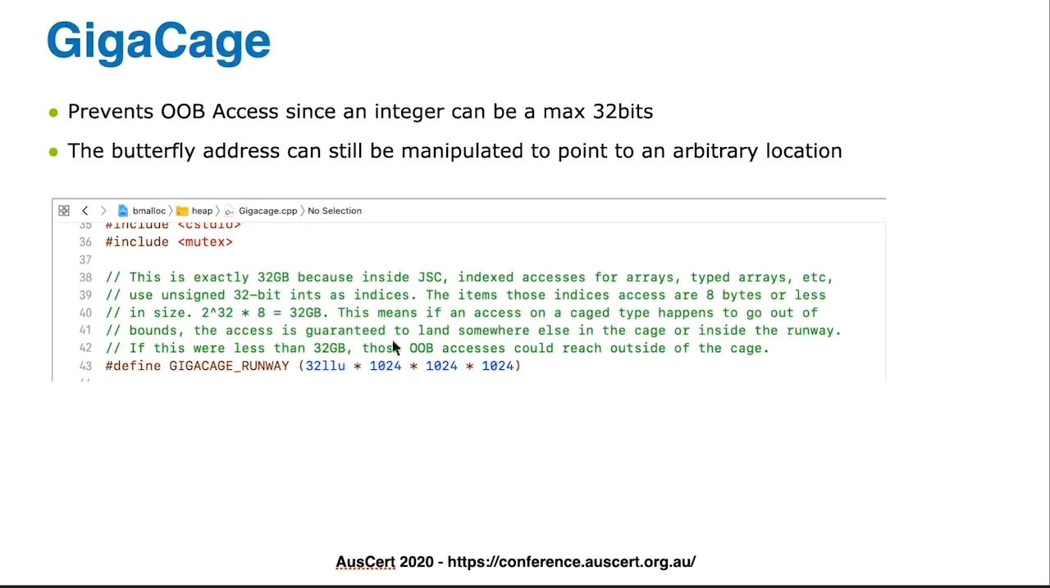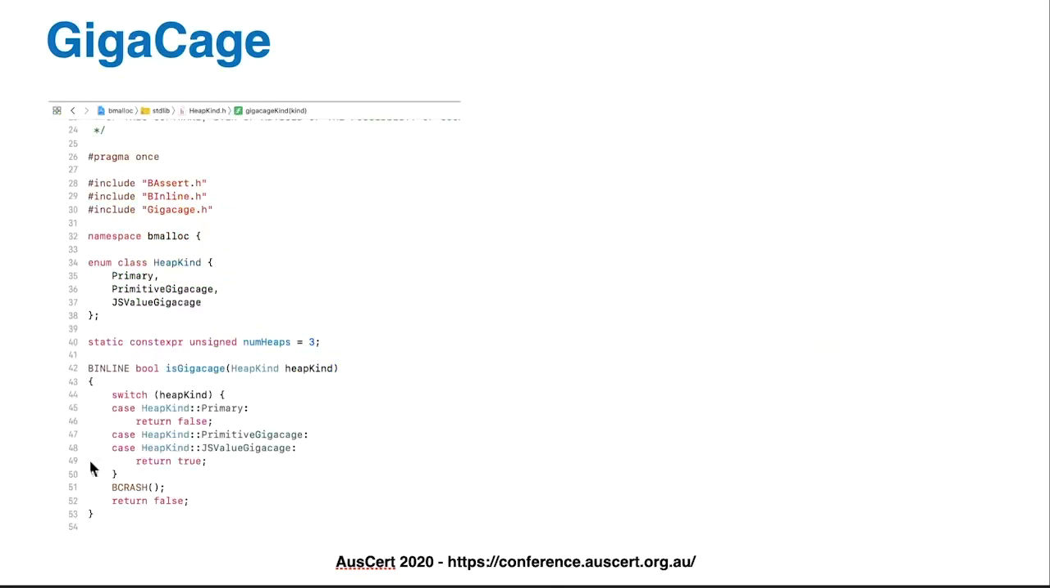What this means is that even if we have an out of bounds array access, the maximum value of the index in the array can be 32 bits, right? So even if you can put a very big value on it, it will most likely end up in the runway between those two objects. Okay, so you can see several examples of different kinds of GigaCages here. In this case, the primitive GigaCage is used for the primitive objects. The JS value GigaCage is used for JS value objects, and so on.